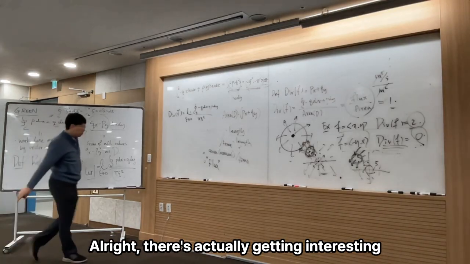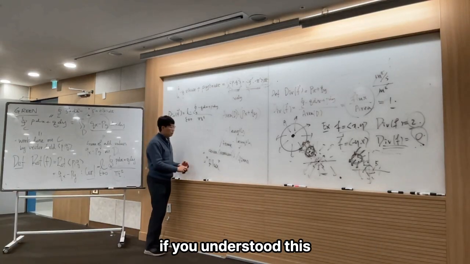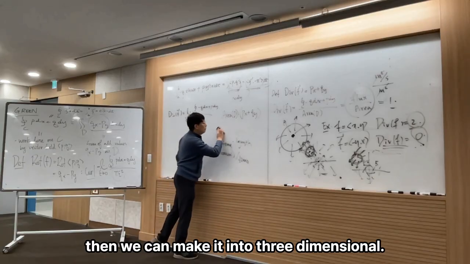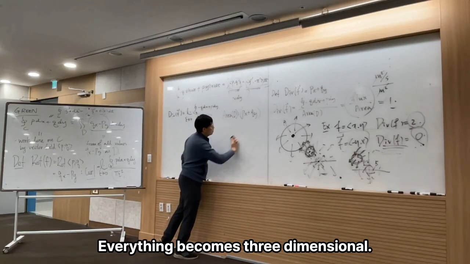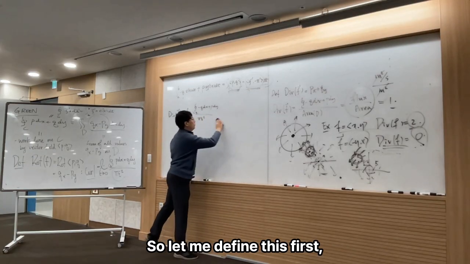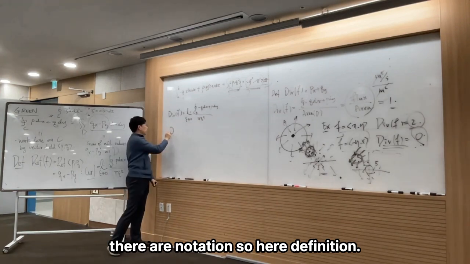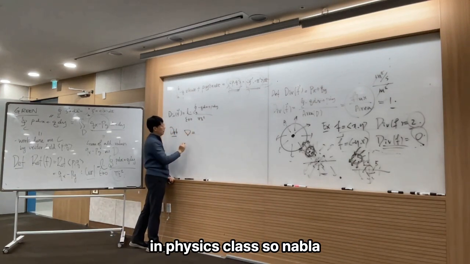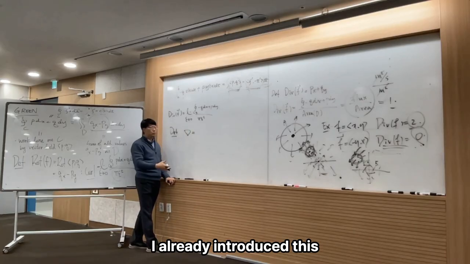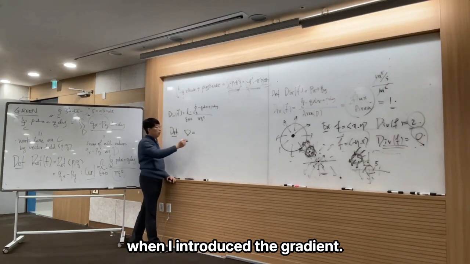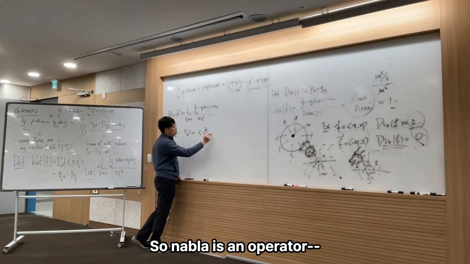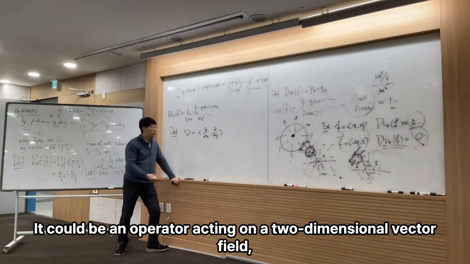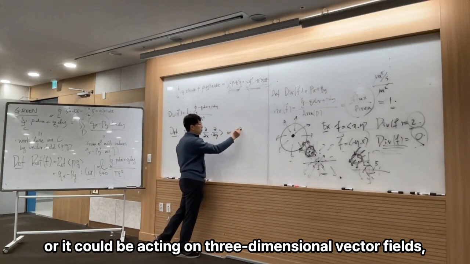All right, it's actually getting interesting. If you understood this, then we can make it three-dimensional. Everything becomes three-dimensional. So let me define this first. There is notation. Here, definition. I'm sure that you've probably seen this in physics class. Nabla, I already introduced this when I introduced the gradient. Nabla is an operator. It could be an operator acting on a two-dimensional vector field, or on a three-dimensional vector field.